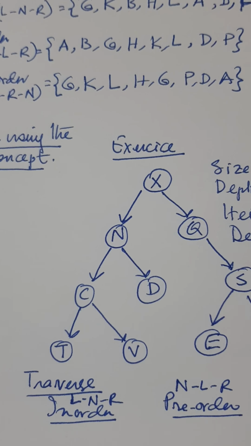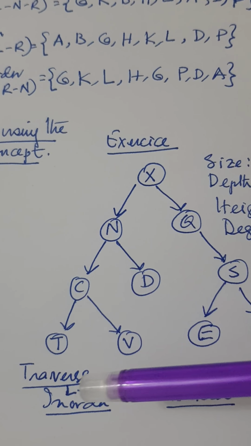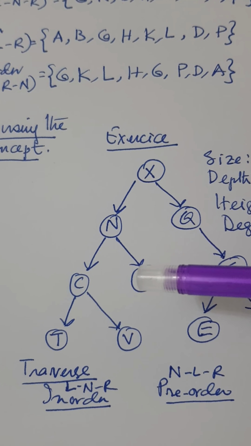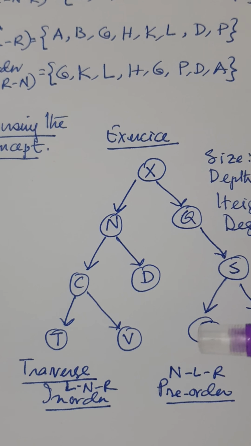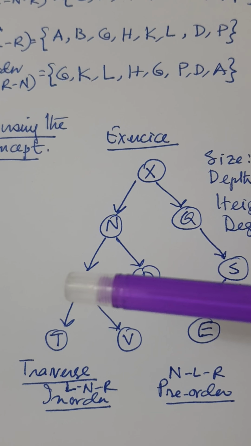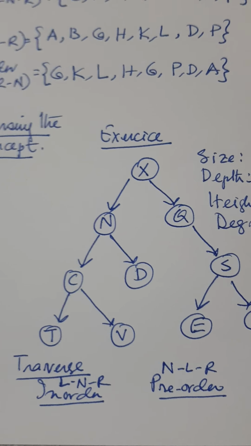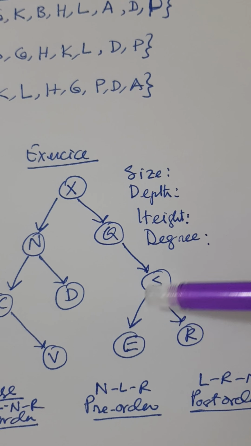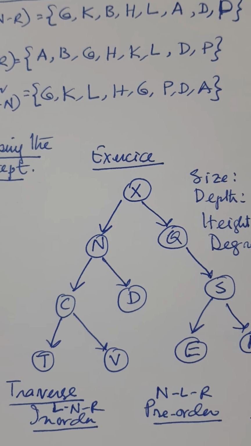If you consider the in-order traversal, how do you do it? In-order means left, node, right. So come to the lowest subtree. You see left, then node, and then right. Then again left, node, right, so this node, right. This subtree is the lowest subtree, so you come here and write: left, node, right, T, C, V, N, D, X. And after that, you go into Q, and then this subtree. Left, node, right, so E, S, R. Is that clear? I hope you do the exercise and we discuss. Thank you so much.